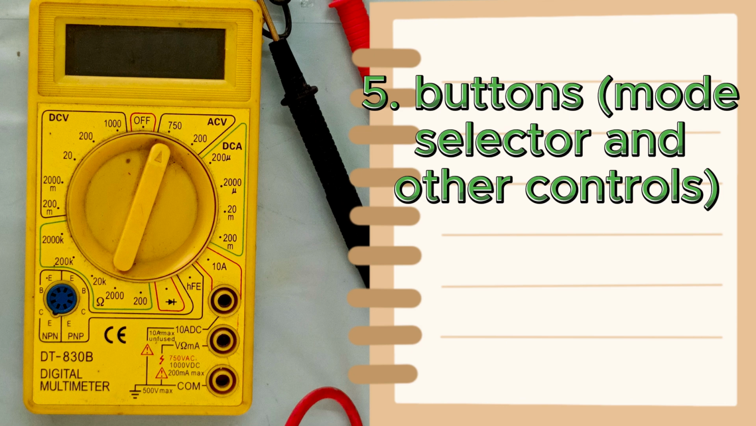5. Buttons, mode selector, and other controls. Function: additional functions for customization and measurement refinement. Common buttons: Hold, freezes the current reading on the display. Range: toggles between auto and manual ranging. Relative, measures relative differences by subtracting an initial value. Mode: switches between AC/DC or diode continuity modes. Max-min: captures and displays the maximum and minimum readings.